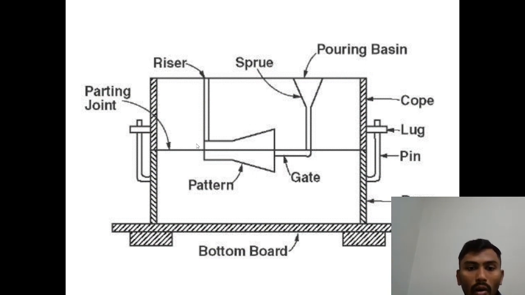And it is our product, that is our pattern. This cone shape one, it is our pattern. Cone shape one, it is our pattern. This is the gate. Through the gate, we are pouring from the basin, and the metal will pass through to the pattern.